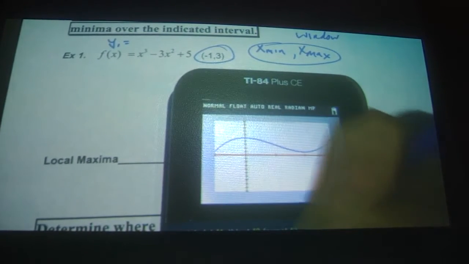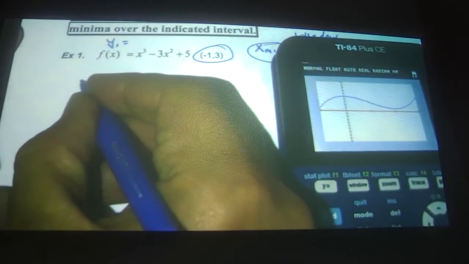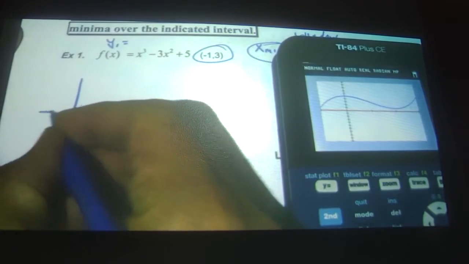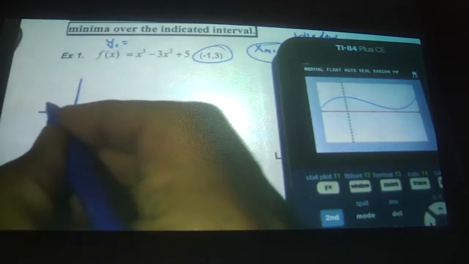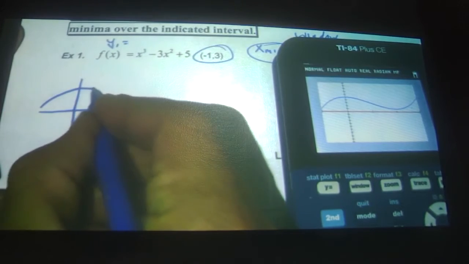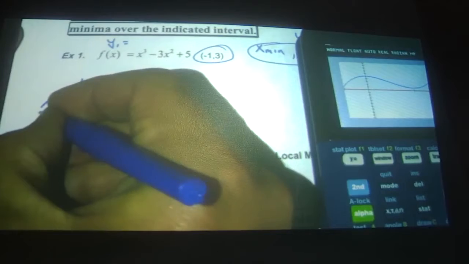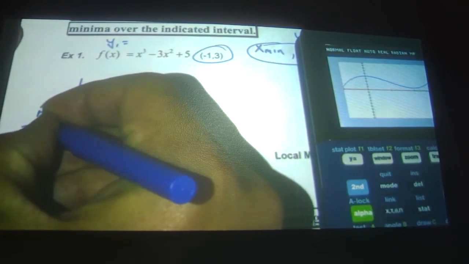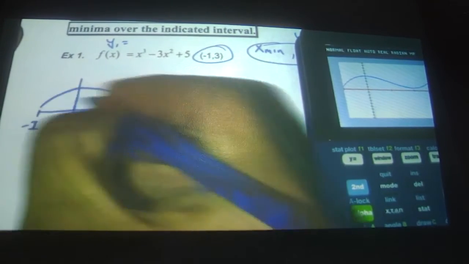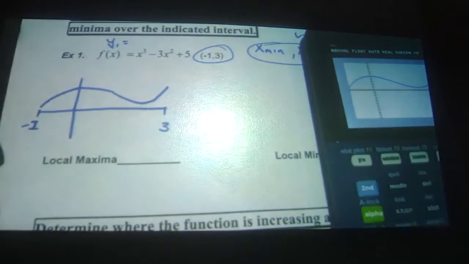All right, now I'm going to sketch this out. You don't have to, but it's always nice to sketch it out. Looks like we got something like this. Okay, so it starts down here, goes up, comes back down, like that. Okay, and it went from -1 to 3.